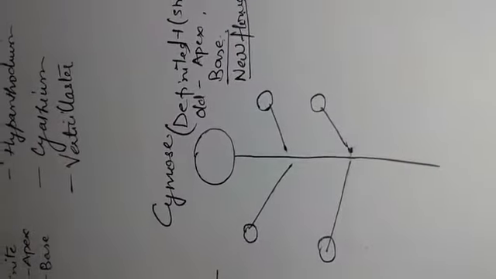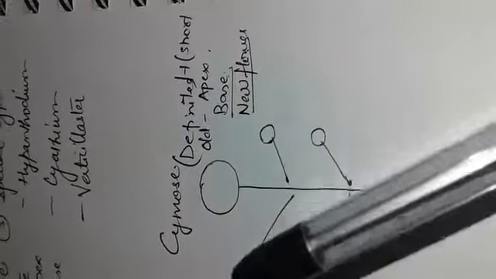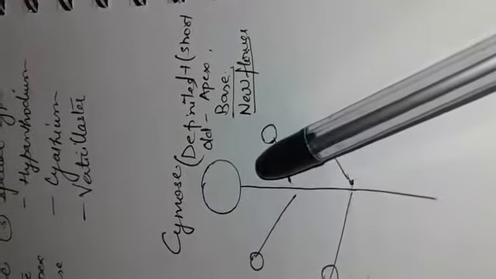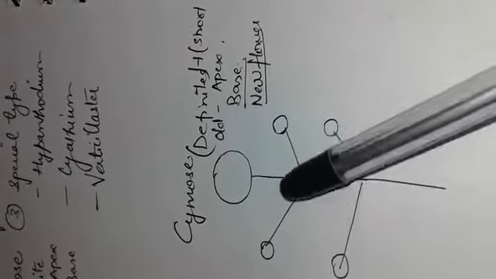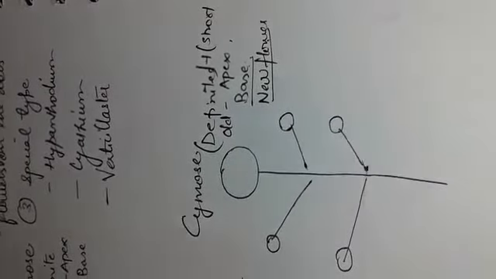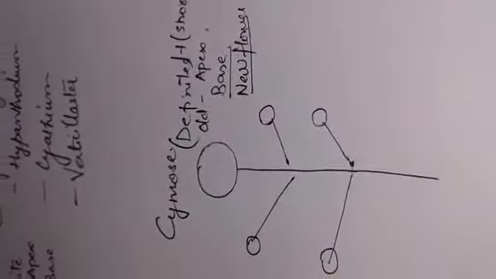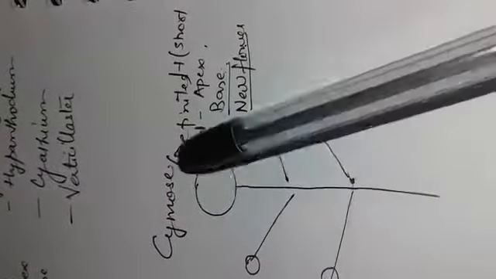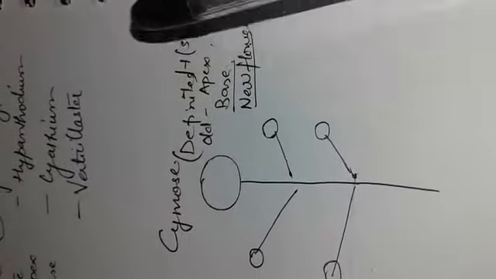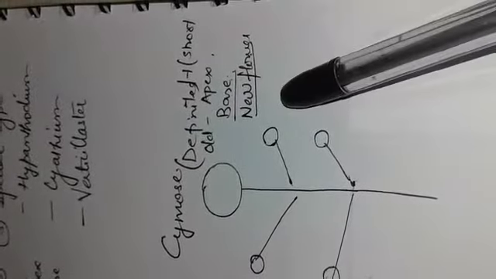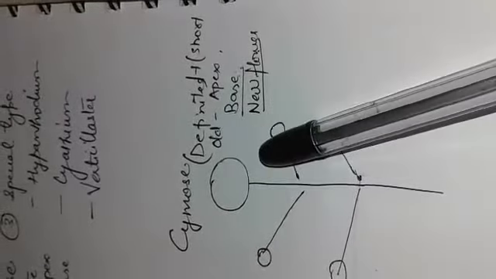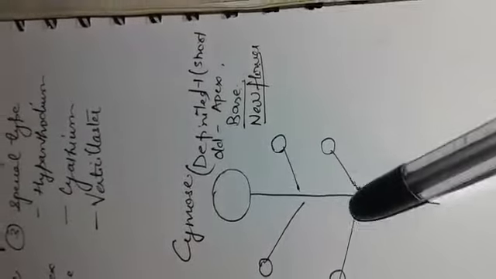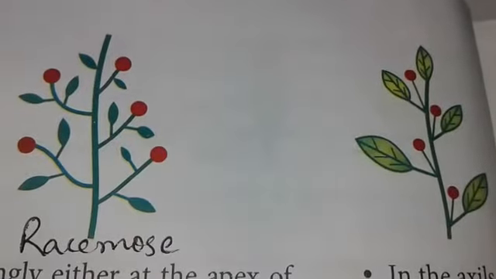In cymose type of inflorescence, the main axis terminates into a flower and further growth takes place by the lateral branches which arise below the terminal flower. In this type of inflorescence, there is definite growth of shoot and the flowers are arranged in such a way that older flowers are born at the apex whereas new flowers are born at the base. Here you can see the diagram.